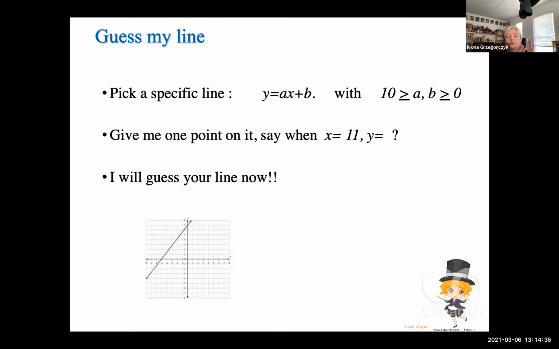Ready? Now, I want you to tell me how much is y when your x is 11? 23. Sorry, sometimes I cannot hear you. So I will tell you what is your line. Okay, your line is 2x plus 1. Yes, correct. Anybody else? 51.